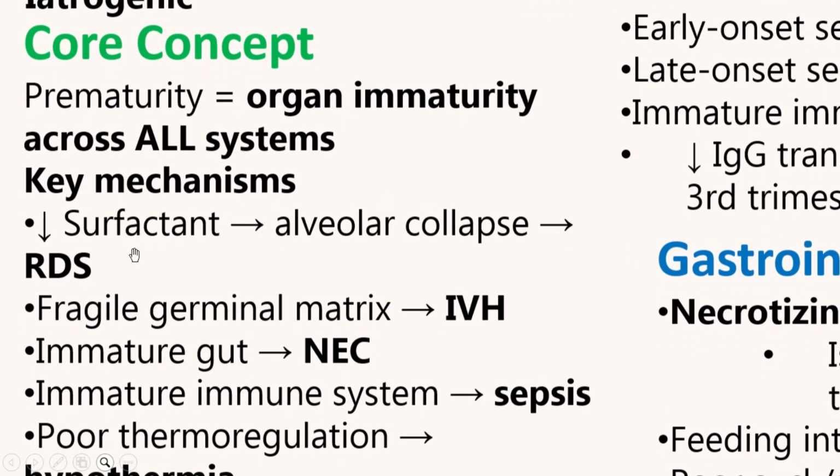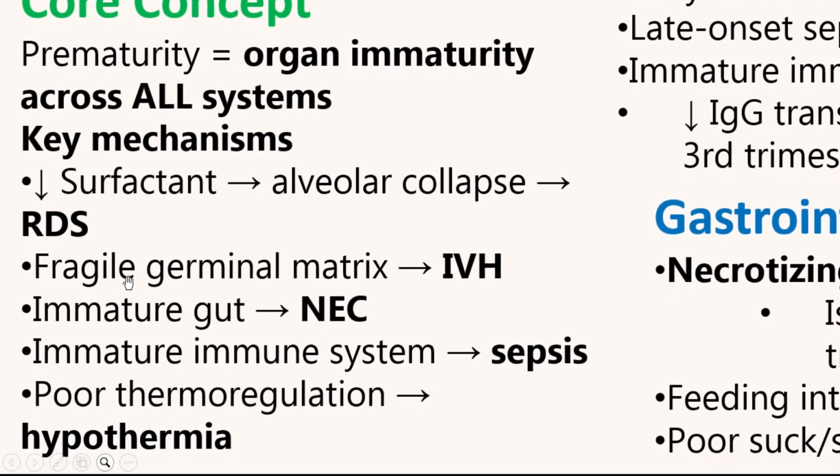But the key systems, we have the respiratory system, where we have surfactant, and surfactant is very important to prevent alveolar collapse. And when we have no surfactant, the alveoli are going to collapse on themselves. That's what gives us the condition respiratory distress syndrome. And we are going to have a separate video where we shall be able to dissect the ins and outs of respiratory distress syndrome. We have the fragile germinal matrix.